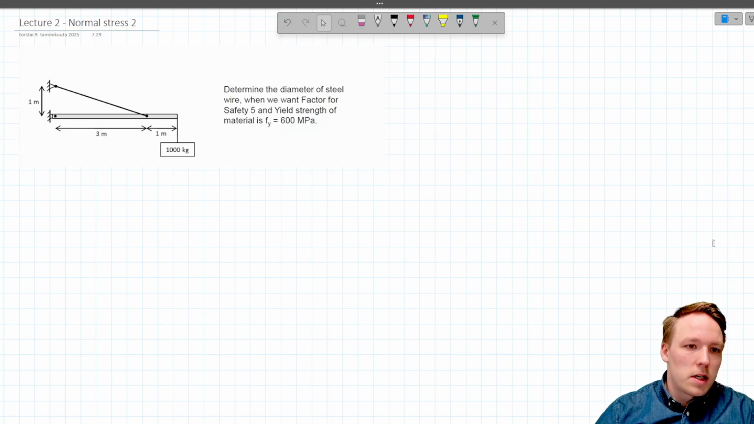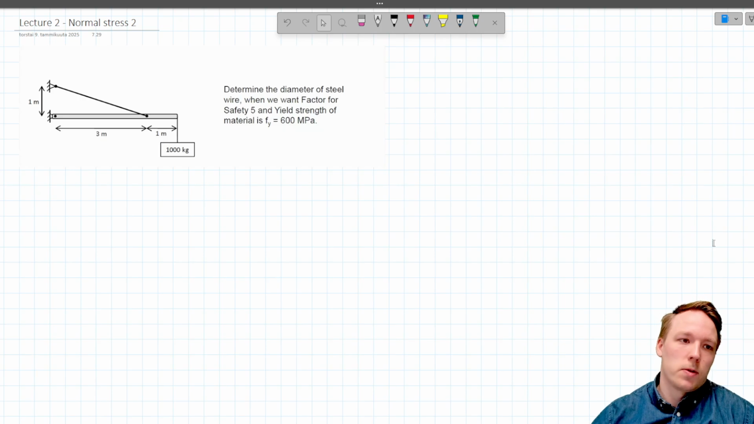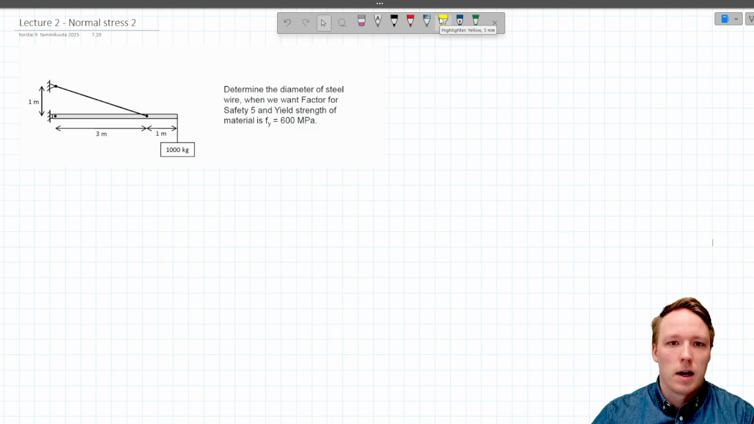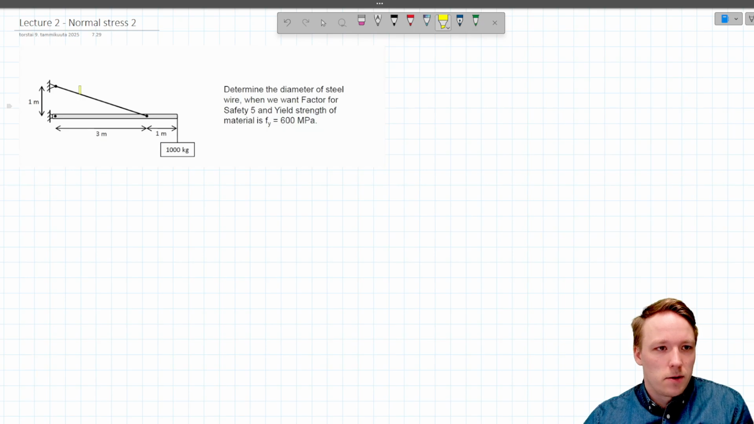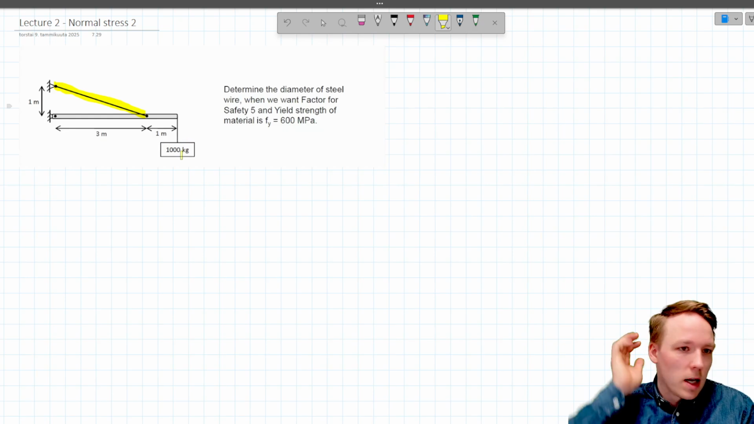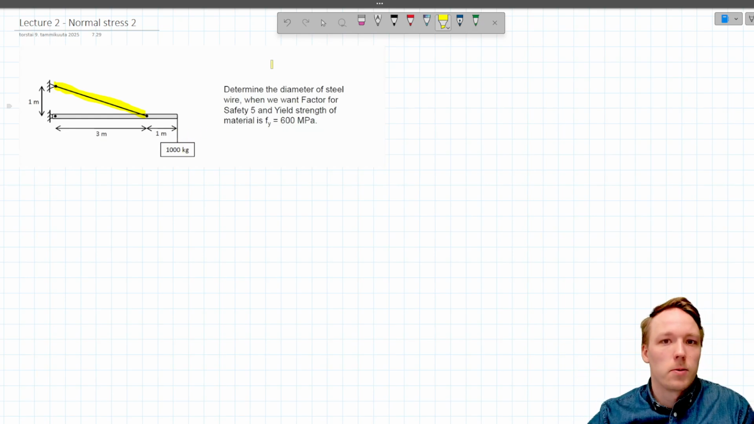So this is the second example for normal stress. In this example we need to determine the diameter of the steel wire when we want the factor of safety to be 5 and the yield strength of the material is 600 megapascals. So this is the wire. This is the one which we are calculating. So we have to calculate what is the required diameter for the wire.